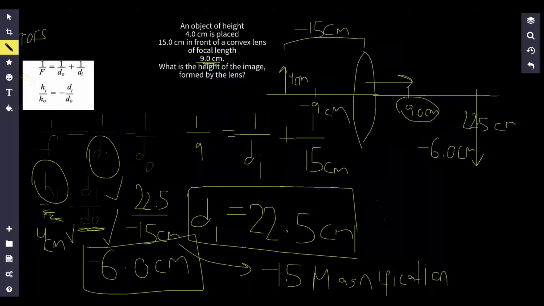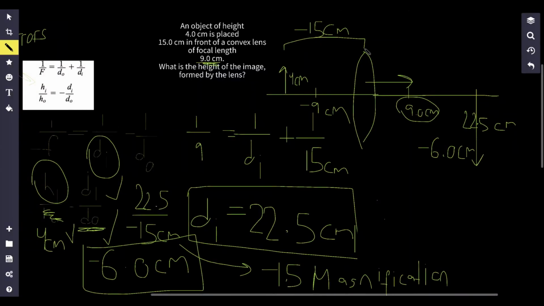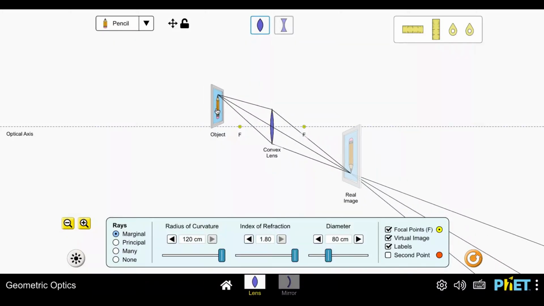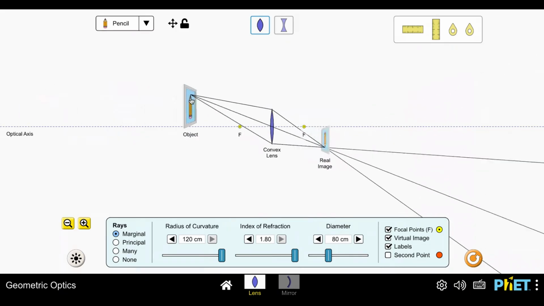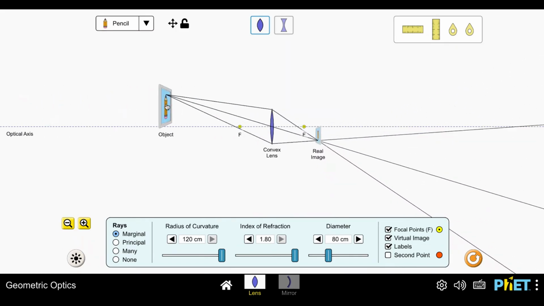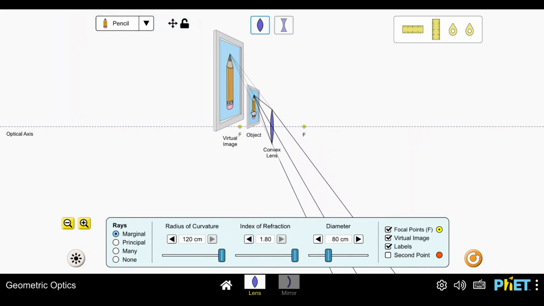All right, that's pretty cool. Now take a look at this. My object is located before my focal point. So you can see here, whenever your object is located before the focal point, you're always going to form a real image. Once your object surpasses the focal point, that's when you form a virtual image.